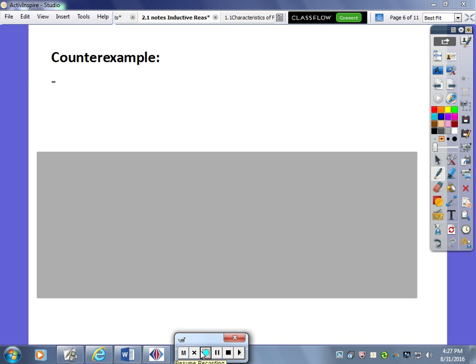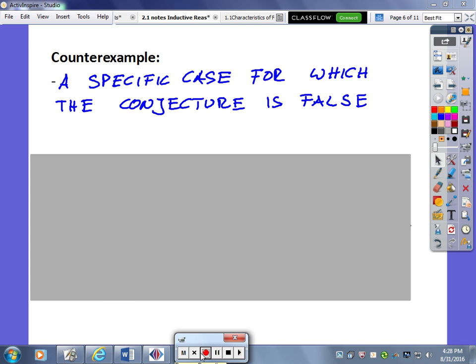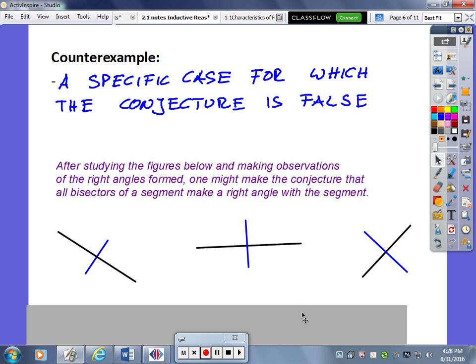A counterexample is a specific case for which the conjecture is actually false. Let's look at this example. After studying the figures below and making observations of the right angles formed, one might make the conjecture that all bisectors of a segment make a right angle with the segment.